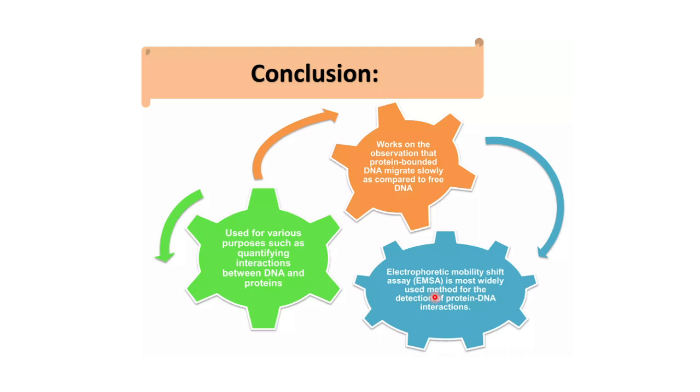So in conclusion, we can say that it's used for purposes such as quantifying interactions between DNA, RNA, and your proteins. It works on the observation that protein-bound DNA migrates slowly as compared to free DNA, and the electrophoretic mobility shift assay is the most widely used method for the detection of protein DNA interactions. So that's all from the theory portion on protein carbohydrate interactions and protein nucleic acid interactions.